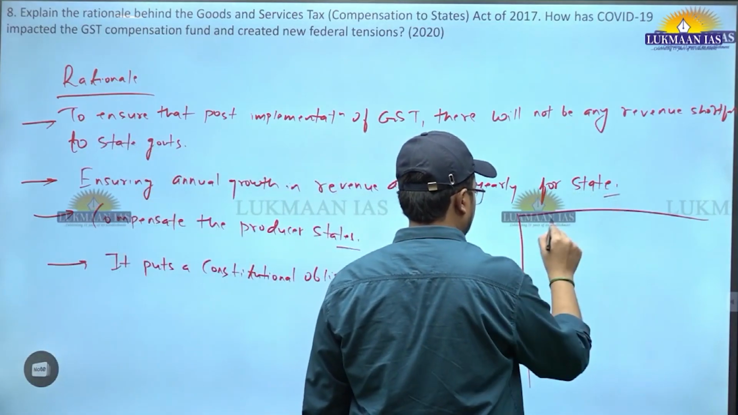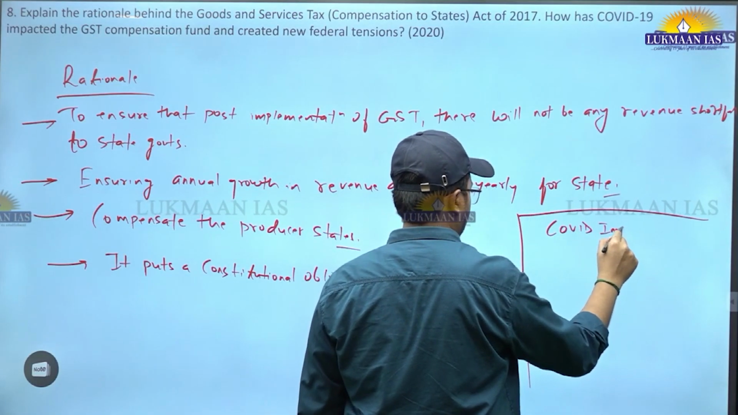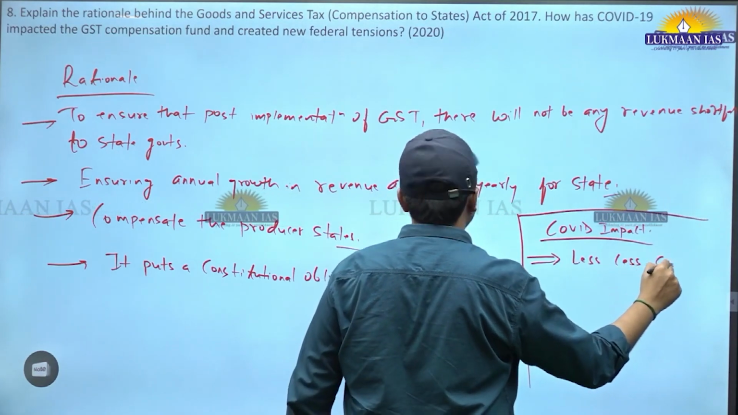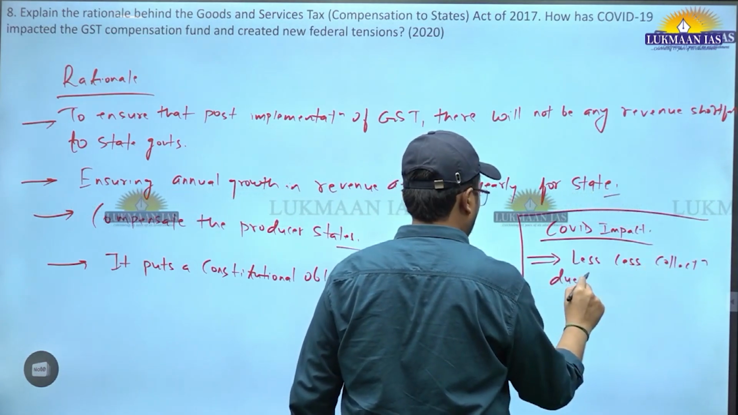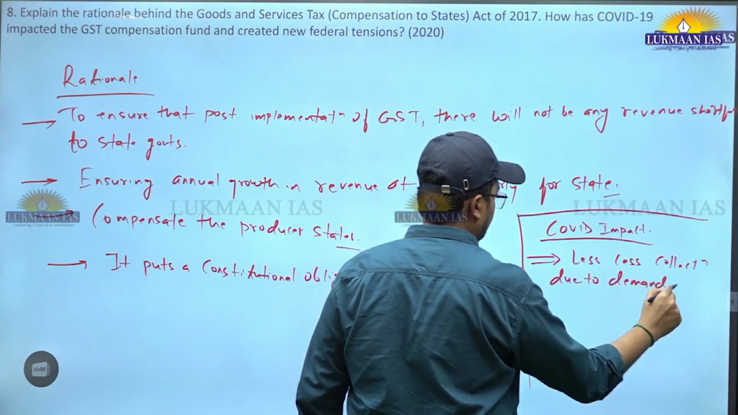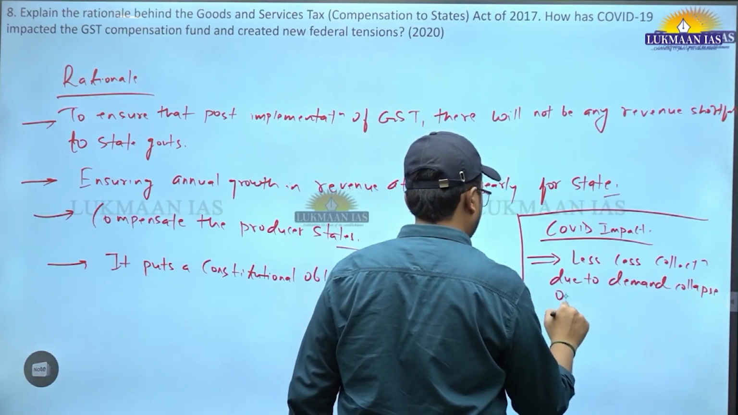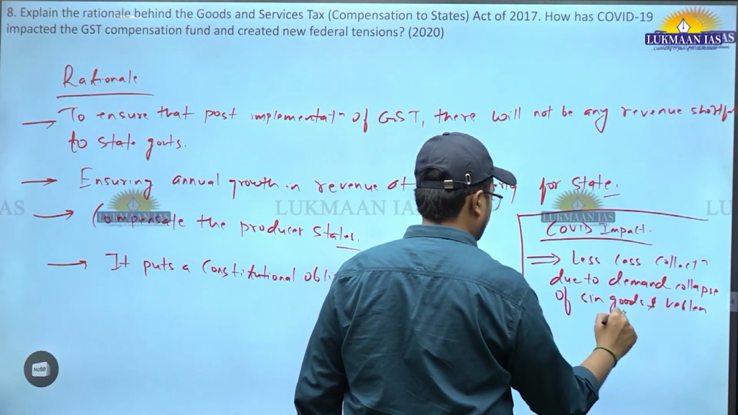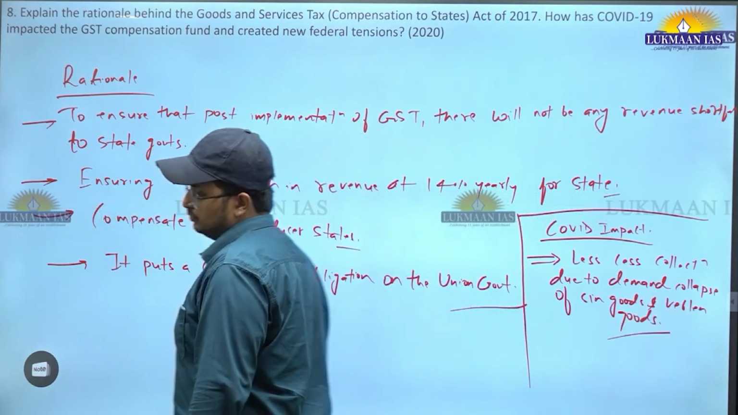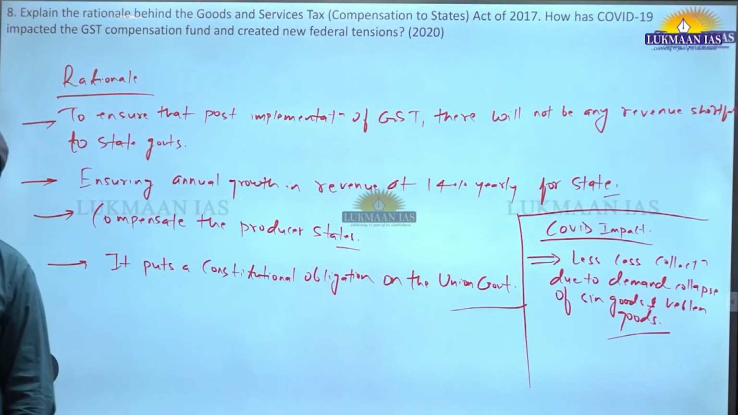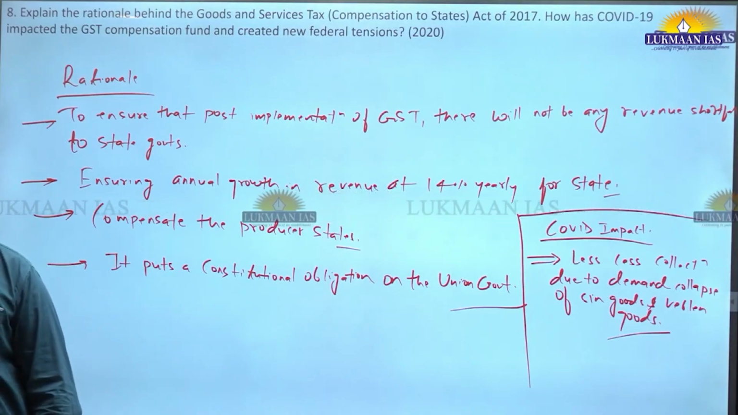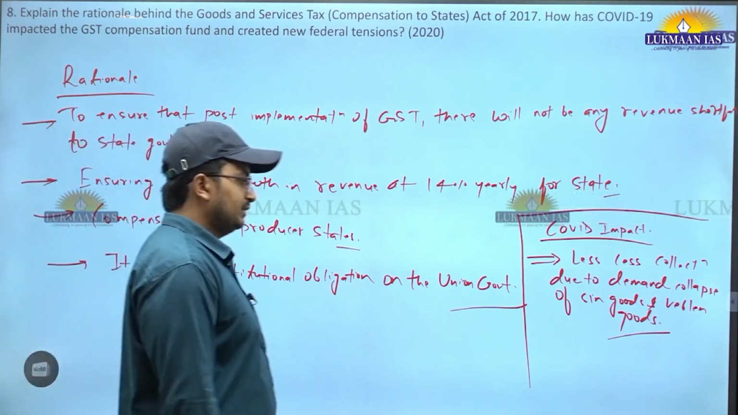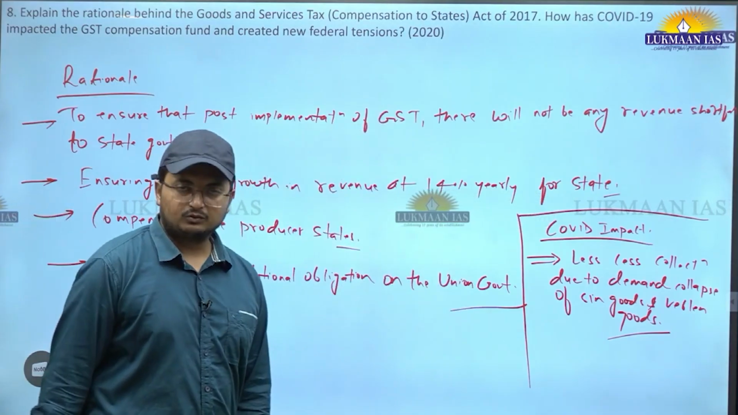COVID impact. Less cess collection due to demand collapse of sin goods and luxury goods. So GST compensation cess is only applied on those products which are sin goods, basically which have negative externalities for the society as well as the environment. Second, it is implemented on those goods which attract 28% GST. So if the GST is 28% on some of those products, GST compensation cess is also slapped on those things.